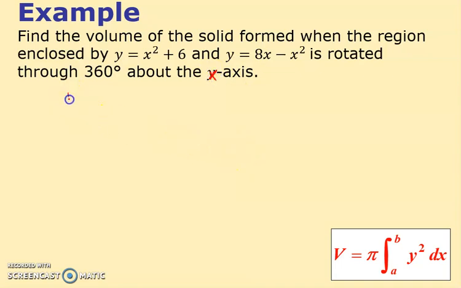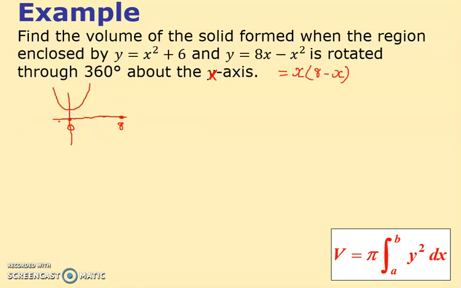So we're going to rotate what we get from two curves, and it's in between. So x squared plus 6, I know, looks something like this. And 8x minus x squared, well, I'm just going to factorize that. That gives me x(8 minus x). So that means it crosses at 8 and it crosses at 0.